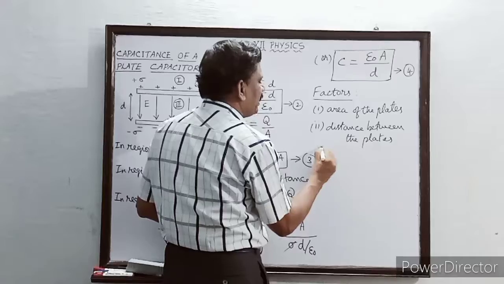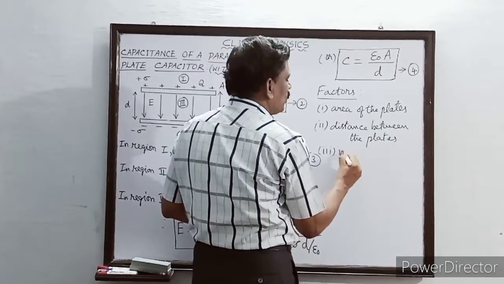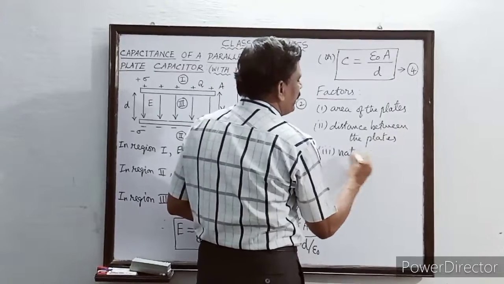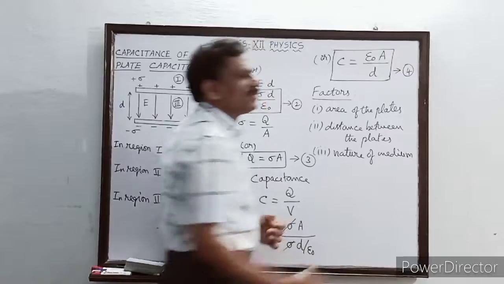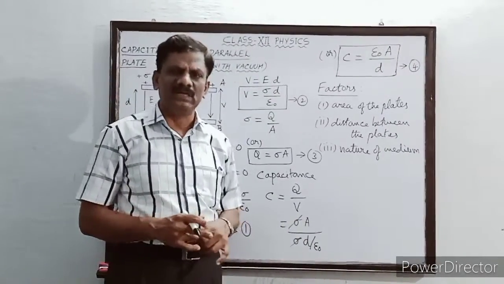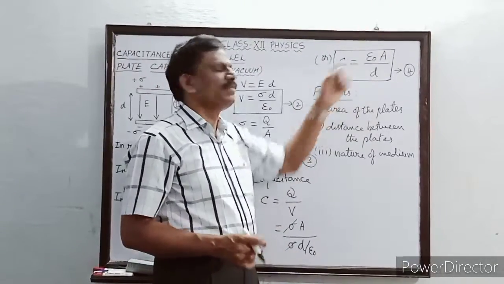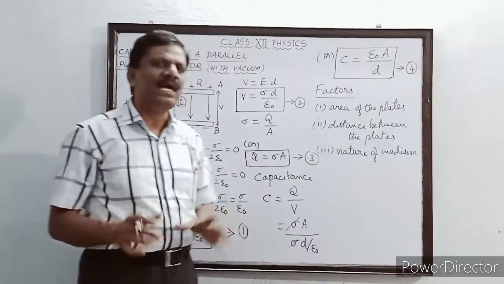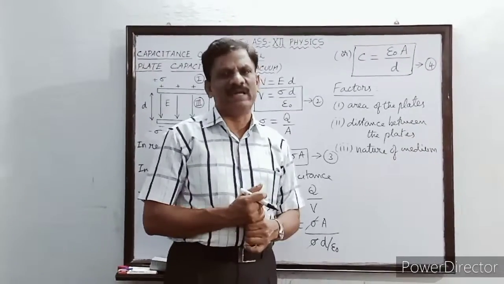And the third factor here is epsilon naught, that is the medium, so the nature of the medium. Here the medium we have considered is vacuum. Even if you take air in place of vacuum, the same formula is derived, because epsilon naught means the permittivity of free space or air. Both have the same value.